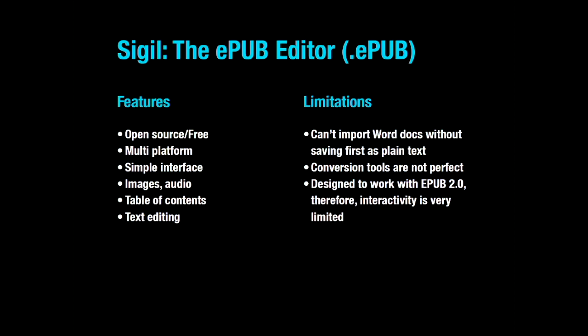Because the conversion is not perfect, I still had to open it up in Sigil and fix it up that way. But the advantages of Sigil is that it is free and it's multi-platform, so you can use it with Windows and Mac. You can add images and audio, simple interface, table of contents is automatically generated as well. The limitations are that there's those import issues. You have to save the Word doc as a plain text before importing it. Again, conversion tools are not perfect, and it's also designed to work with ePub 2.0, so you can't really add the videos in there at the moment.